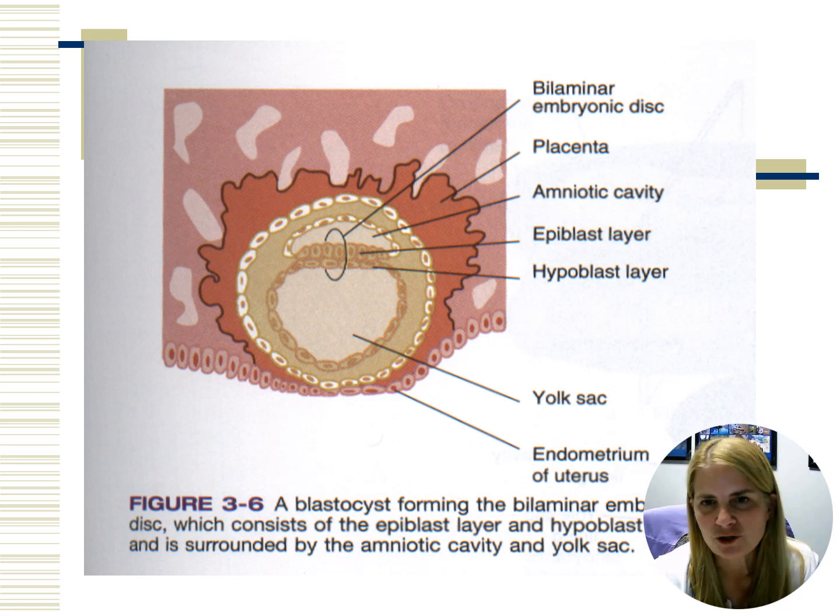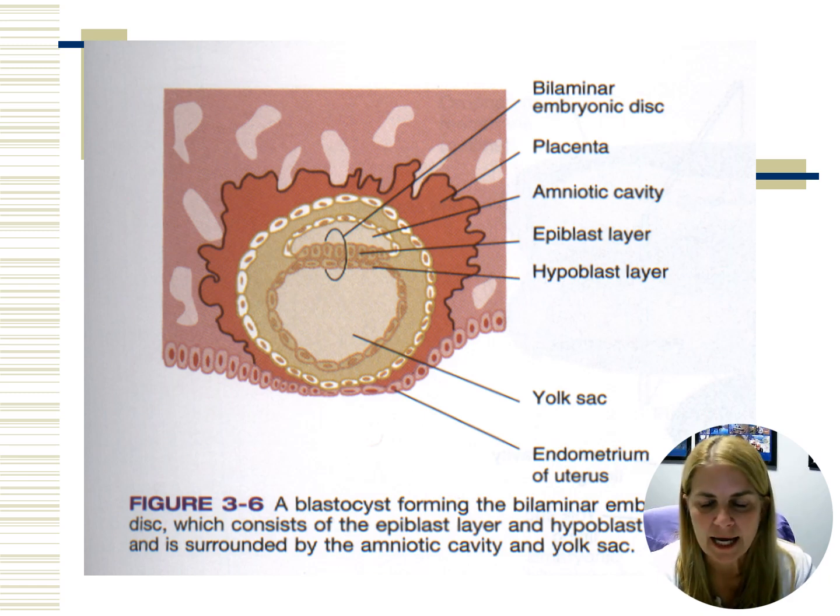So in this picture, it shows the bilaminar embryonic disc that is starting to form. We've got the placenta on the side. We have the top layer, or the superior layer, which is the epiblast layer, which will eventually become ectoderm. Then we have the hypoblast layer, or the inferior layer, which will eventually become endoderm. At this point, it's the epiblast and the hypoblast layer, and it's 2 layers, so it's a bilaminar disc.